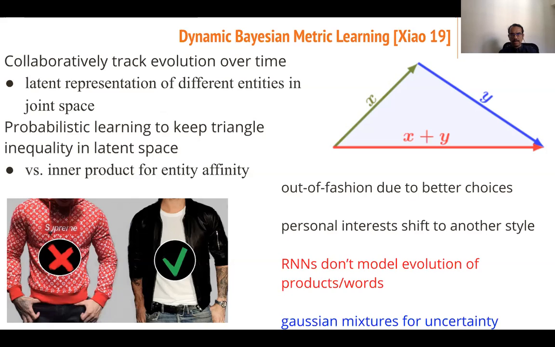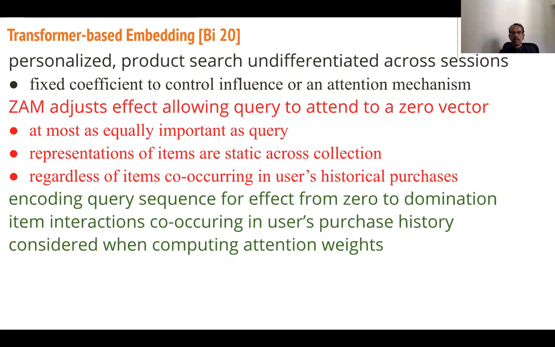So basically, from static to dynamic scenarios, how do you capture user preferences? That's the contribution of this paper. Next, we'll talk about transformer-based embedding. Personalized product search is undifferentiated across sessions, using either a fixed coefficient to control influence or an attention mechanism.